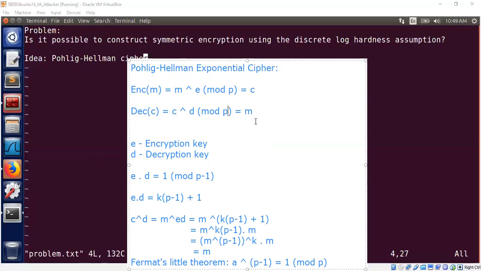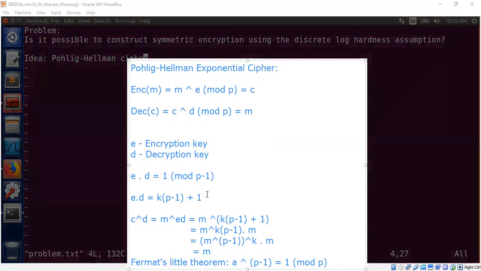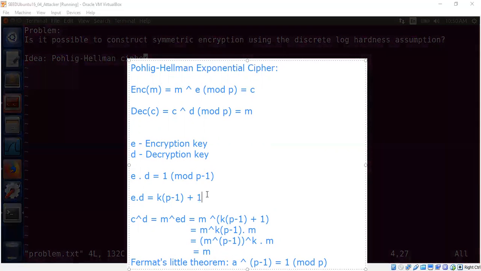Okay, and the encryption key E is made public in RSA, but in Pohlig-Hellman, encryption and decryption keys are private. And in RSA, your E.D has a similar structure, except that it's not p minus 1, it's phi of n, the Euler totient function. This is the only difference between RSA and the Pohlig-Hellman cipher.